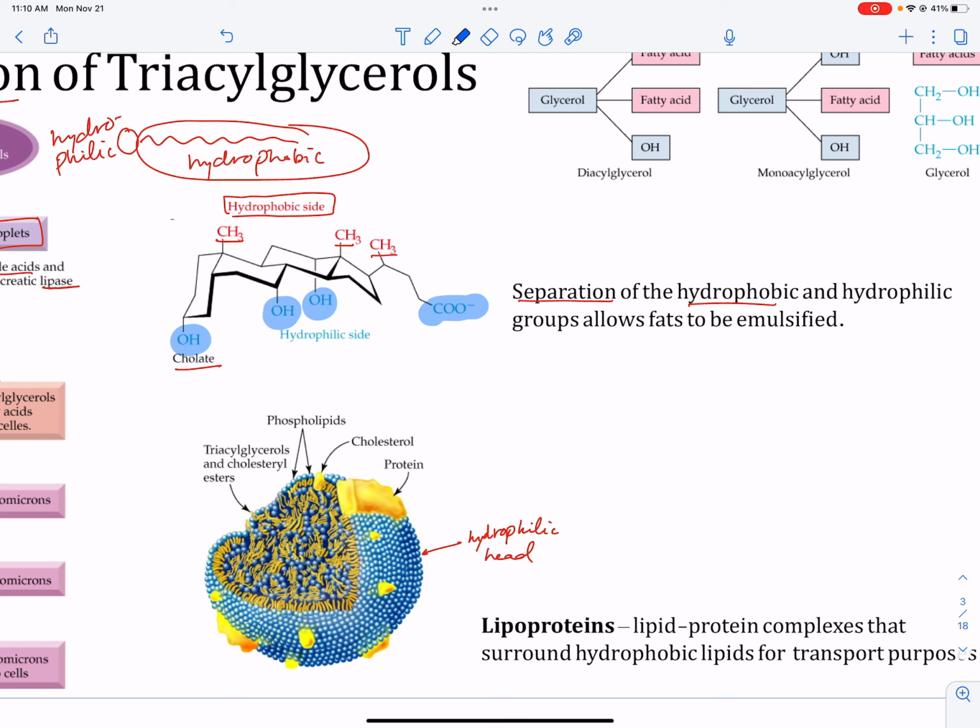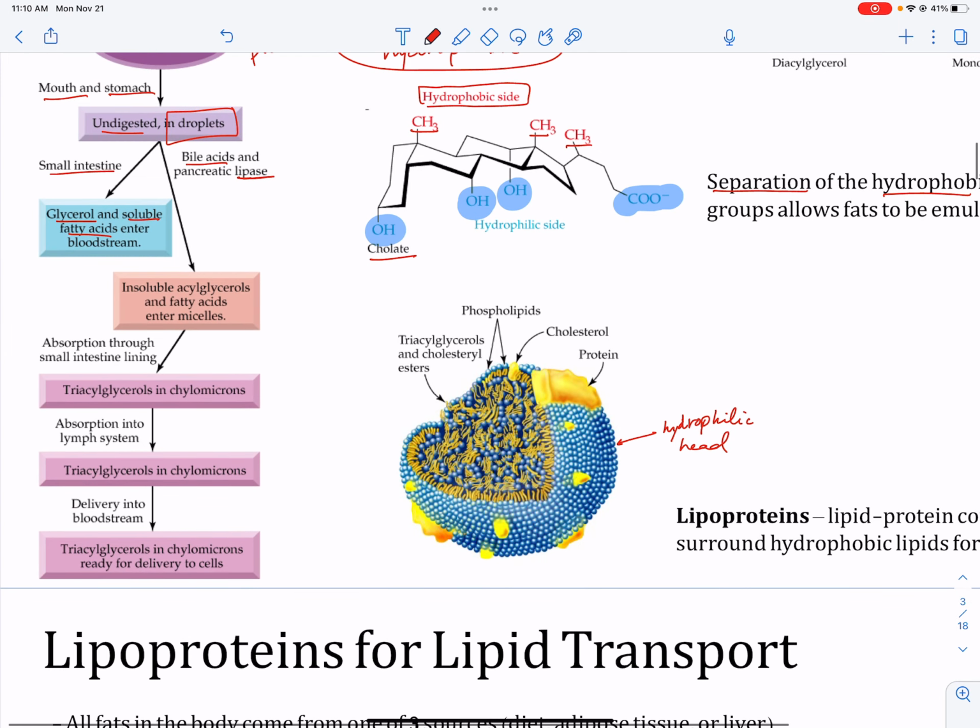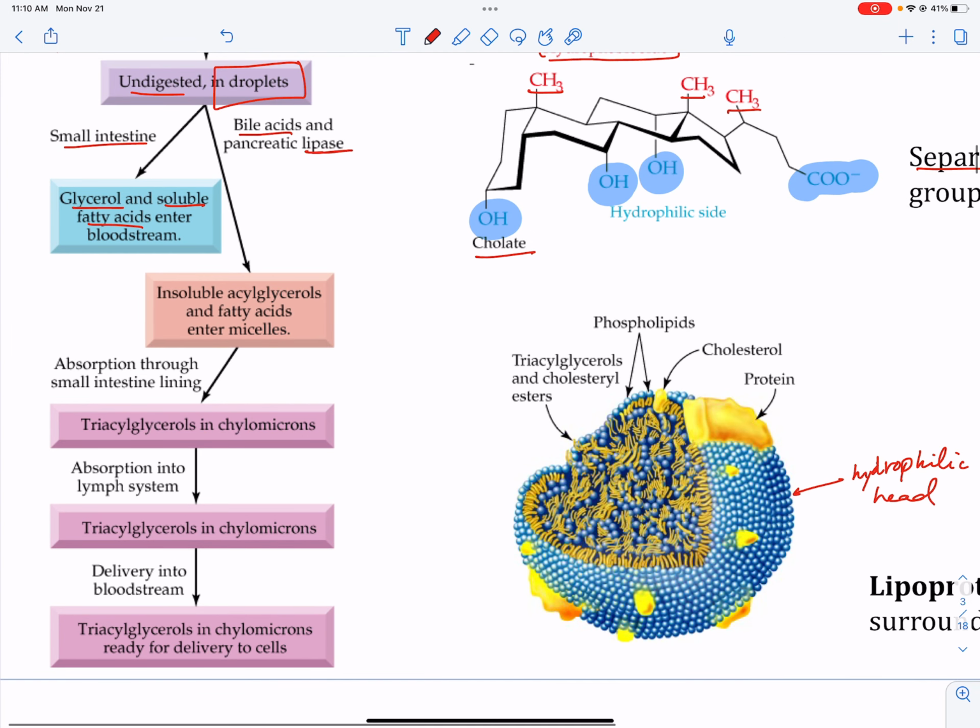So this bottom side will interact with the aqueous environment of the blood or the cell, but this top side, the hydrophobic side, will interact with our fatty acid and therefore allow the fatty acids to be guided through or chaperoned into the soluble aqueous environment of the blood and the cell. All right. Any other insoluble acyl glycerols, which is like a fatty acid, enter micelles.